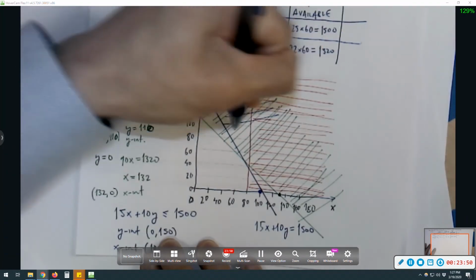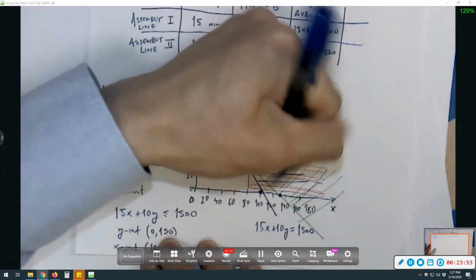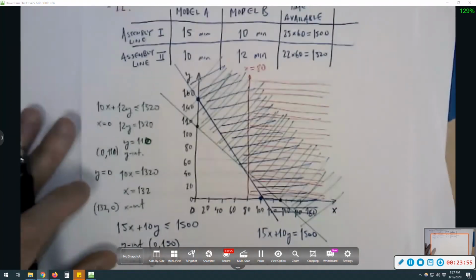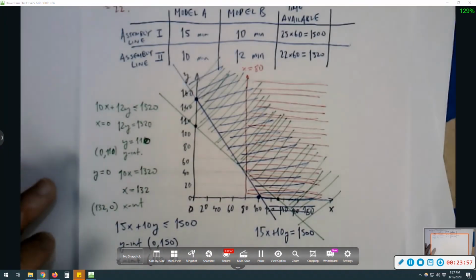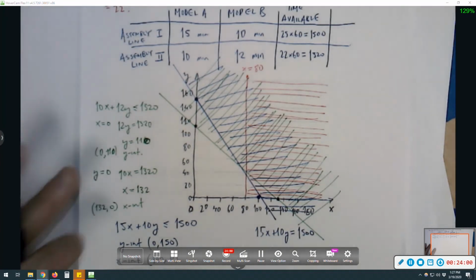In general, you should check, and there's always a way of checking. You test a point, and then if it works, shade the opposite side. If it doesn't work, then shade that side.